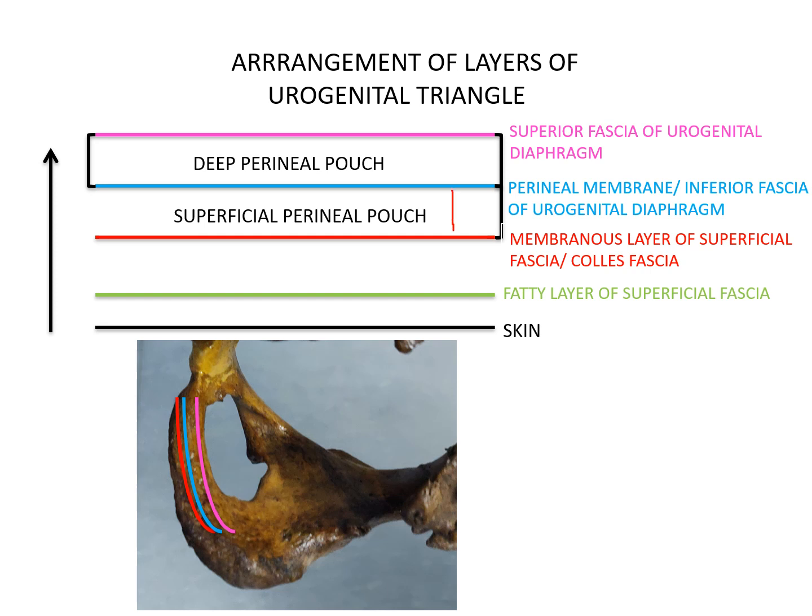The superficial perineal pouch contains muscles, blood vessels, and nerve fibers. Now, if you carefully observe, there is a space between the perineal membrane and the superior fascia of the urogenital diaphragm. This space is called the deep perineal pouch. It also contains muscles, blood vessels, and nerve fibers.